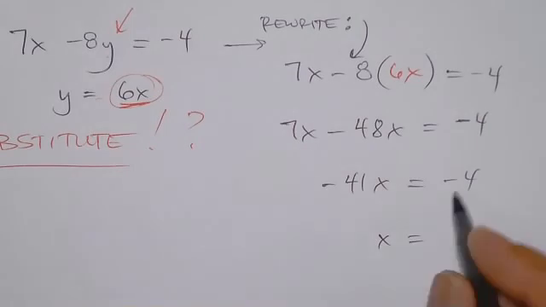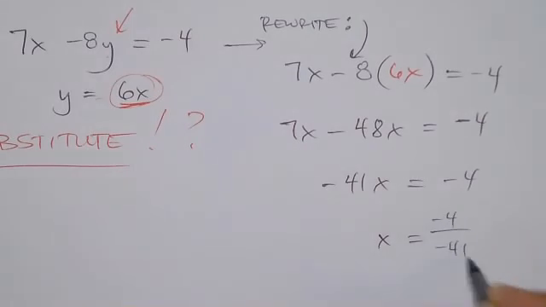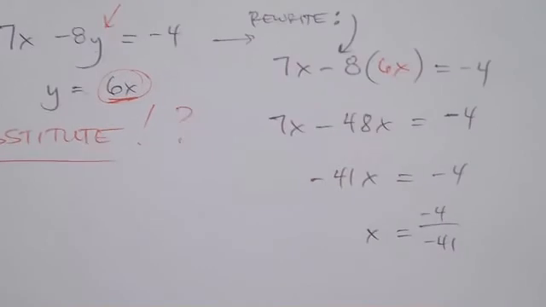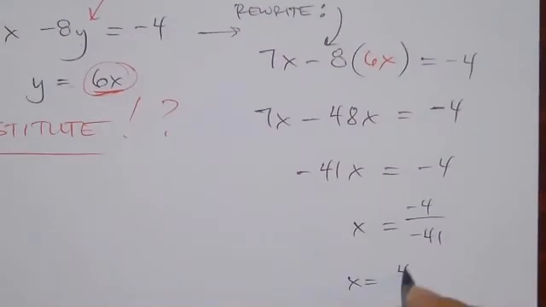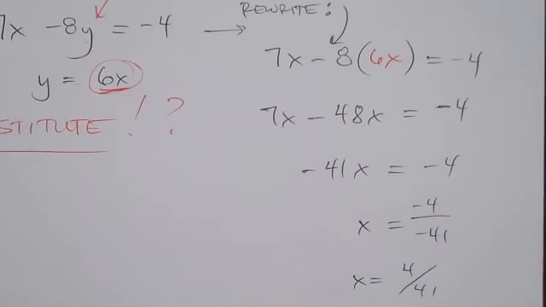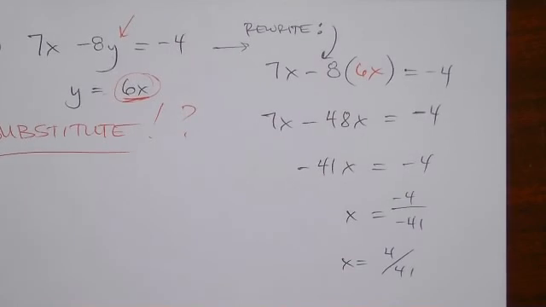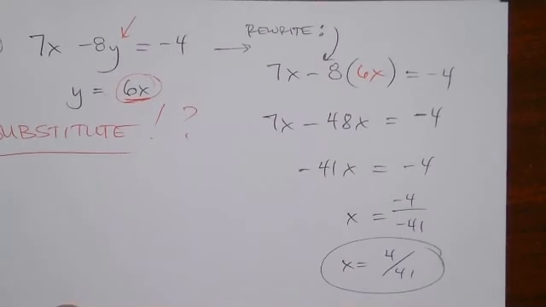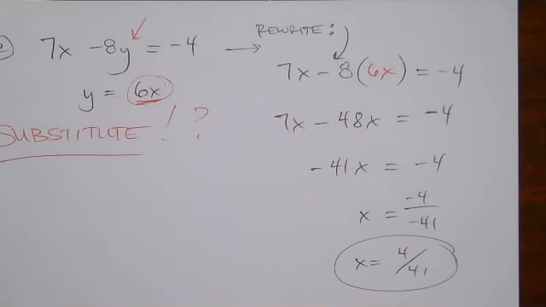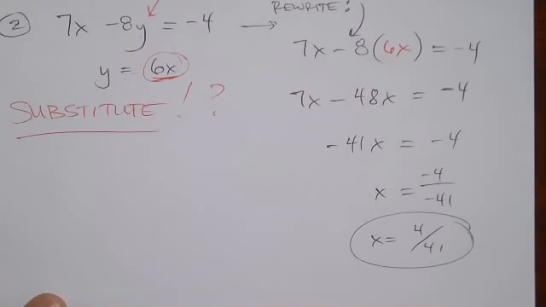What is the answer that you're going to get for x, the coordinate? Negative 4 over negative 41, which is really positive. Is that right? Yeah. Oh well, that's what we got, unless we made a mistake or whatever. Okay, that's the x coordinate.